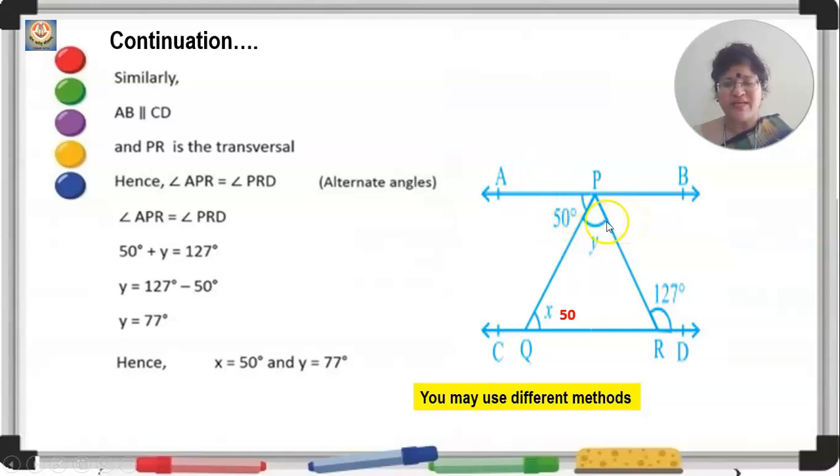Out of this 127°, 50 is already utilized. So what will be Y? Y will be 127 minus 50. Look at the solution out here. So with that, when you solve it, you will get Y as 77°. Okay, so this is another way of doing it. So students, I repeat, there are many ways of solving this problem. You can use whichever method you find easy. Okay. Now let us look at another question from this exercise.